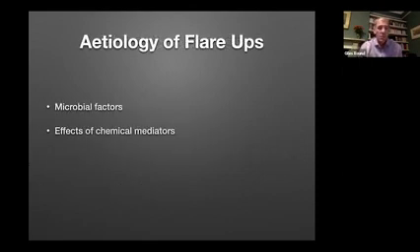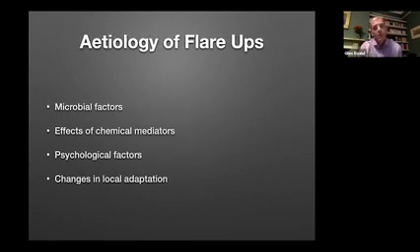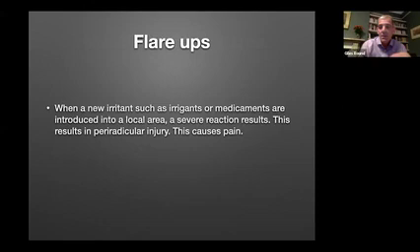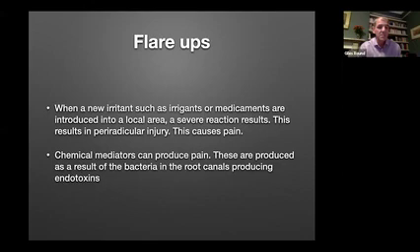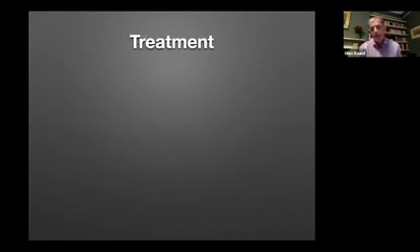What causes them? Well, there's a number of reasons why they occur. There's microbial factors, effects of chemical mediators that are released, psychological factors for our patient, those emotional inputs, and then changes in local adaptation. What that means basically is you've got an irrigant or something that's gone into an area and causes a severe localized reaction, and that gives the periradicular injury that causes the pain. The chemical mediators are produced as a result of bacteria in the root canals. They produce endotoxins, and that results in pain.